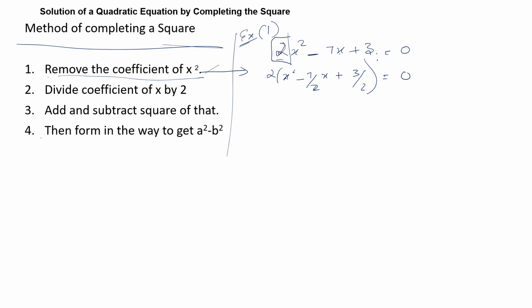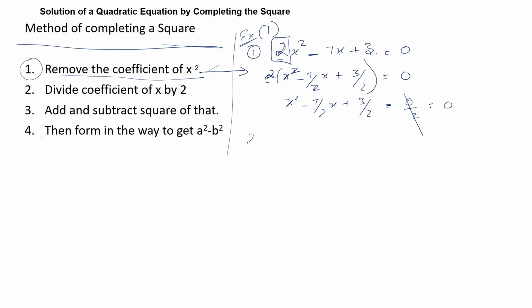So the equation is not changed. When you are taking common outside, you have to multiply and see. You should get this value. If I multiply 2 into 7 by 2, then only I will get minus 7x. So it's like your regular taking common process only. Now this 2 will go here, so the equation will become x square minus 7 by 2x plus 3 by 2 equal to 0 by 2, which is equal to 0. So this will not be there, right? So first step is done. This is only your first point done.